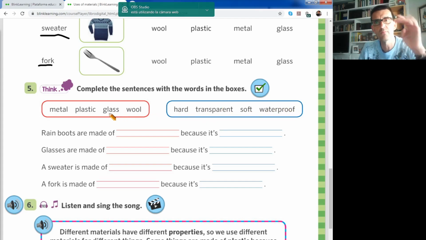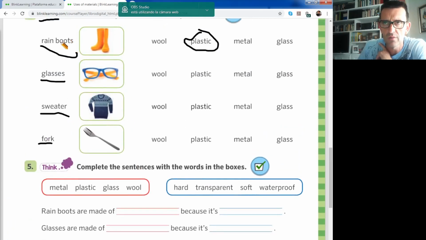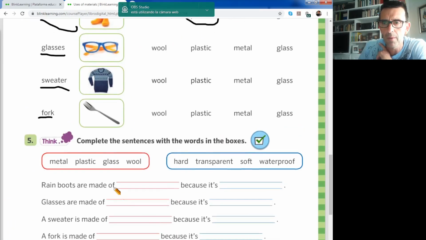Okay? So remember, you write in the red lines one red word. And in the blue line, you write one blue word. En las líneas rojas, palabra de lo rojo. En las líneas azules, palabra de lo azul. ¿Vale? Vamos a ver, yo voy a hacer el primero. The rain boots, las botas de agua, are made of metal, plastic, glass, or wool. You have here the information. The rain boots are made of plastic. So you cross plastic and you write here plastic.